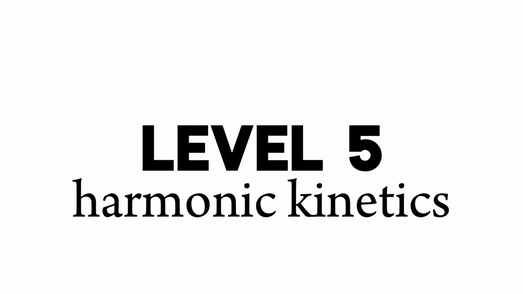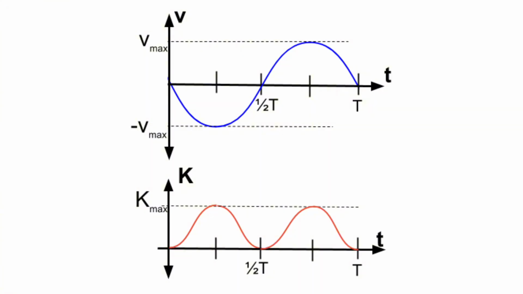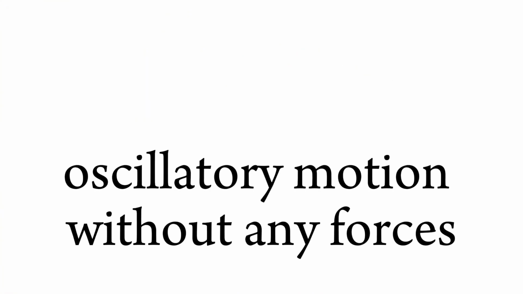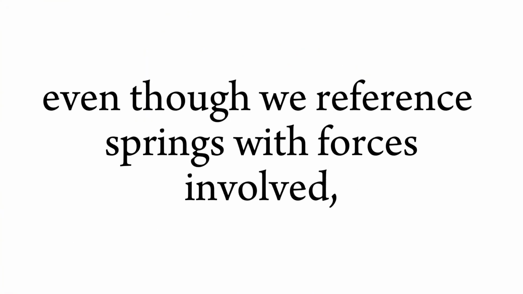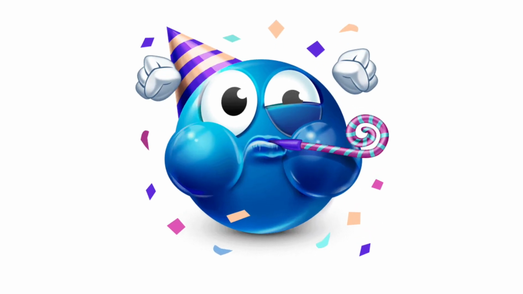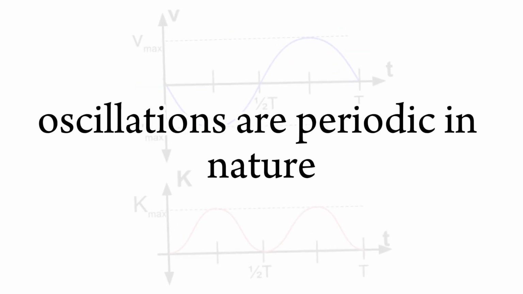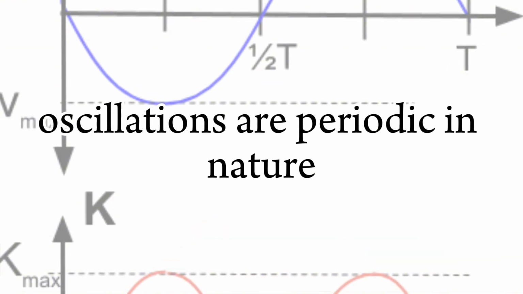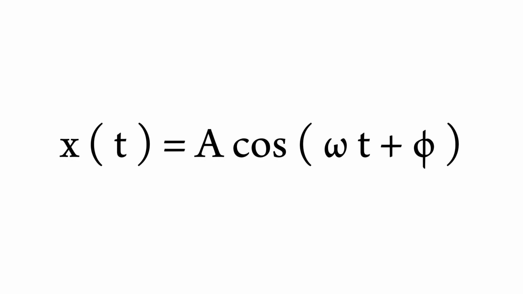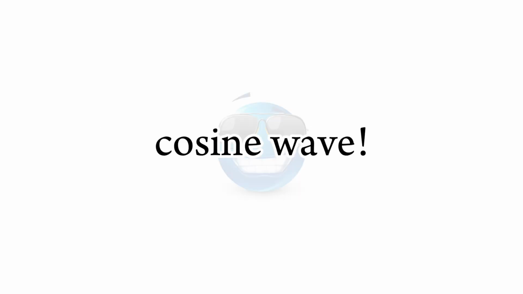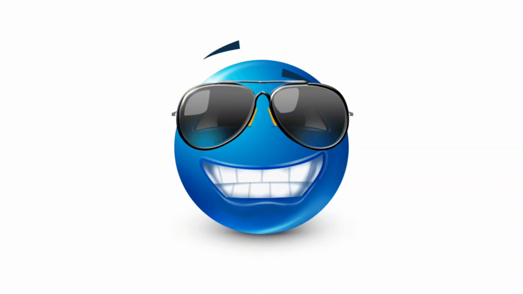In the fifth level, we get into harmonic kinematics, which is oscillatory motion without any forces. Even though springs usually involve forces, we can still describe the motion kinematically. Since oscillations follow a predictable pattern, or repeat in predictable periods, we can describe the motion through x(t) = A cos(ωt + φ), which is a cosine wave. Isn't it cool how much math and physics have in common?